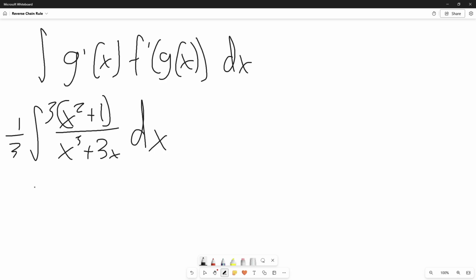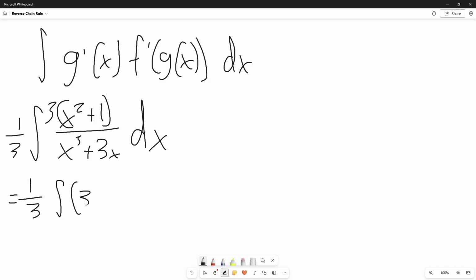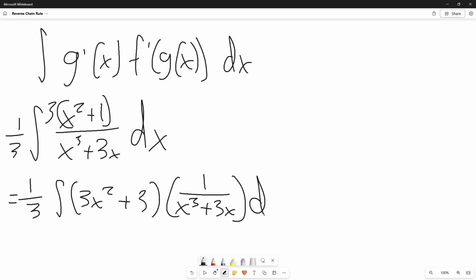And now let's rewrite this into a better format, more like this format. So don't forget the 1/3 at the beginning, and let's write our g prime of x, 3x squared plus 3, and let's write our f prime of g of x, 1 over x cubed plus 3x dx. You can see that our f prime of x is 1 over x, our g of x is x cubed plus 3x, and our g prime of x is 3x squared plus 3. And now we need to integrate this.